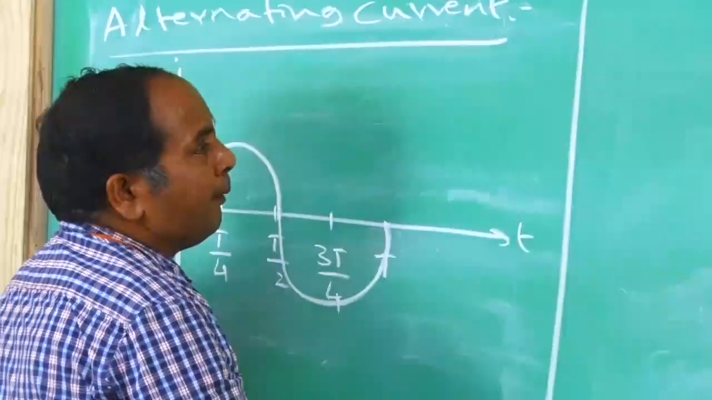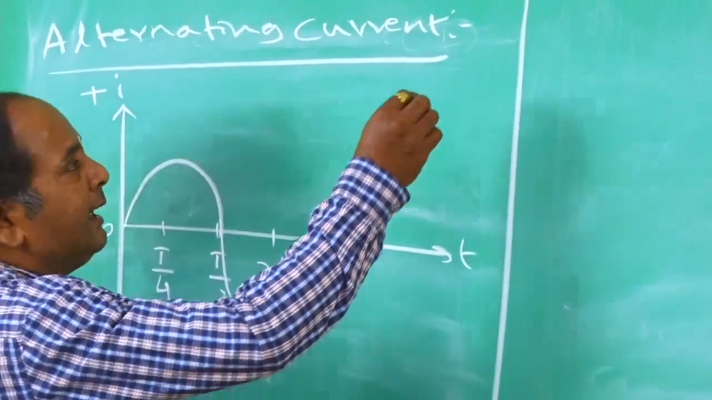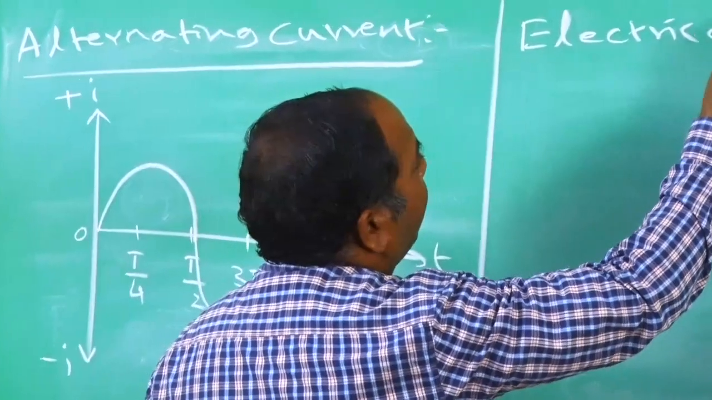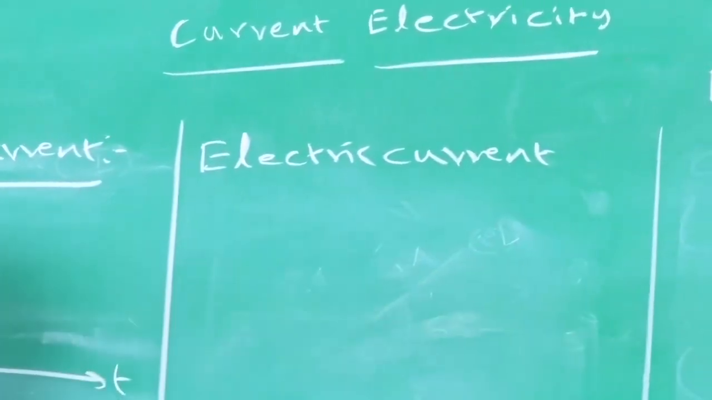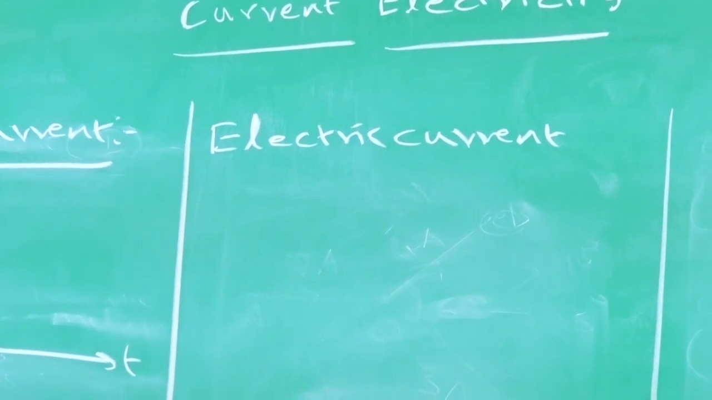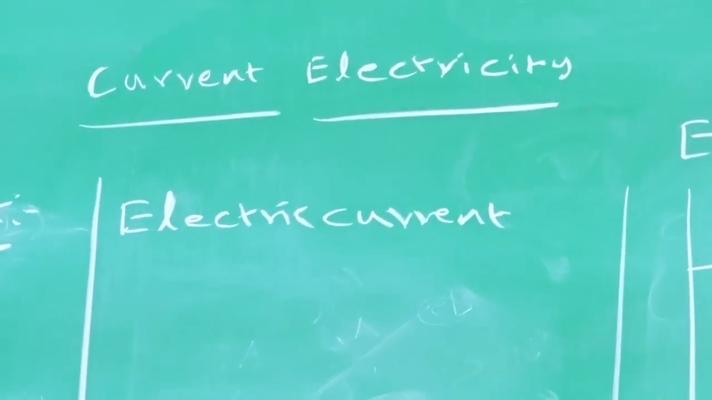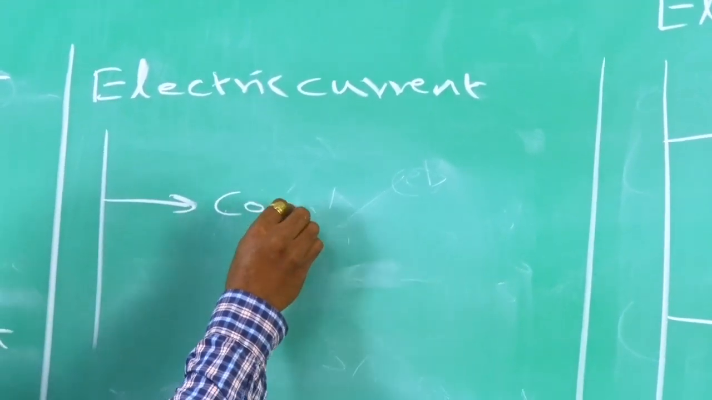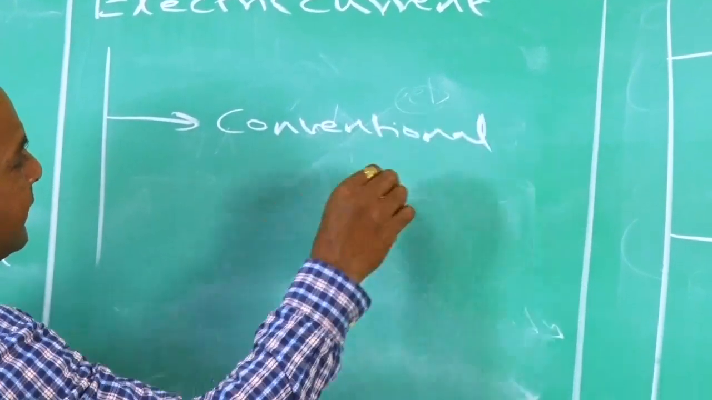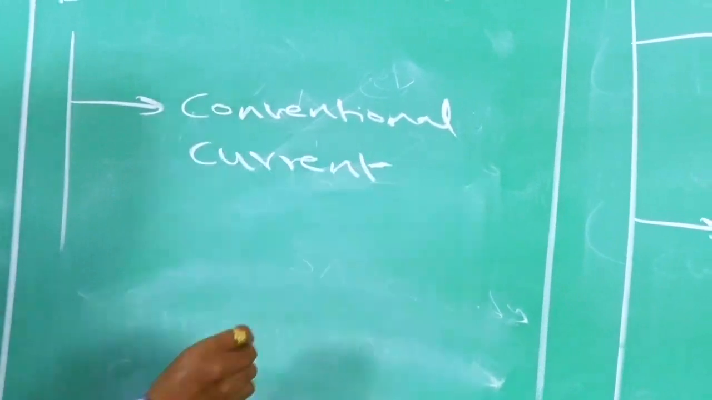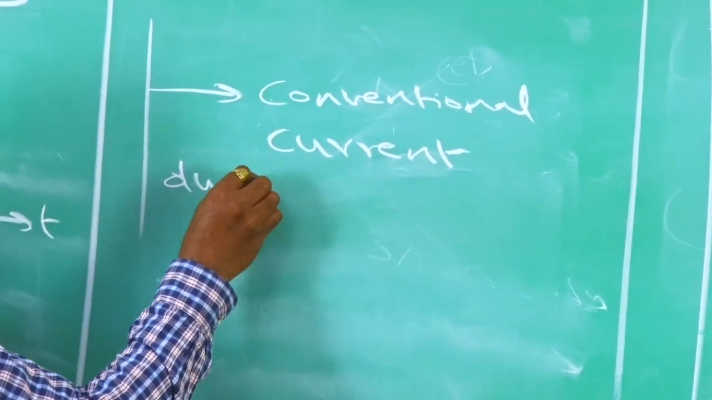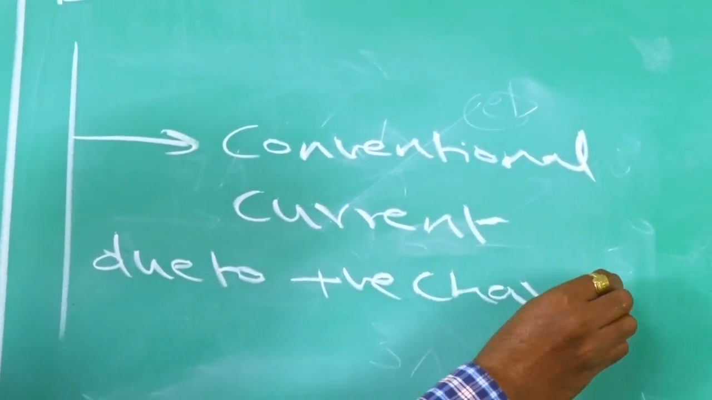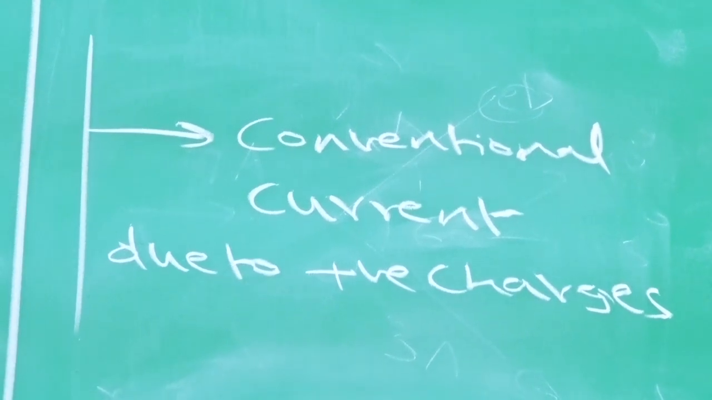The next one: depending upon the nature of the charge, electric currents are classified into two types. Already we know the charges are of two types. One is said to be positive charge and another one is said to be negative charge. If the flow of positive charge is considered, that current is said to be conventional current. Conventional current means the flow of charge due to positive charges.